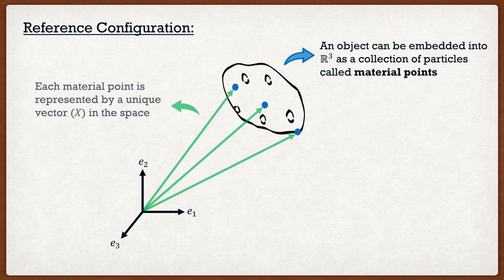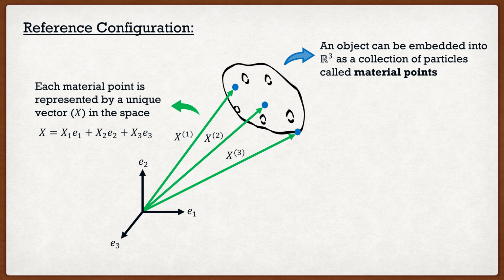From there, we can actually create vectors that will go from the origin of our coordinate system to points along the potato. So each material point on this potato is represented by a unique vector, which we're going to call big X in the space. If I were to look at one of these vectors, it's simply going to be a linear combination of the basis set vectors. So any vector big X can simply be big X1 times E1 plus big X2 times E2 plus big X3 times E3.